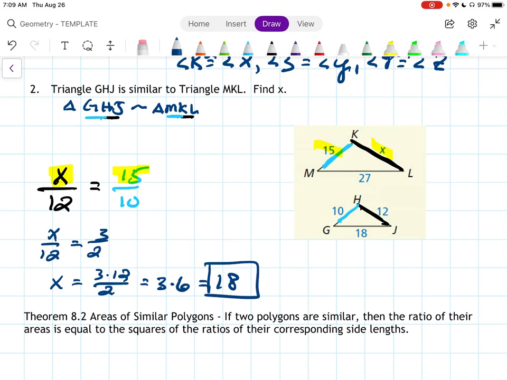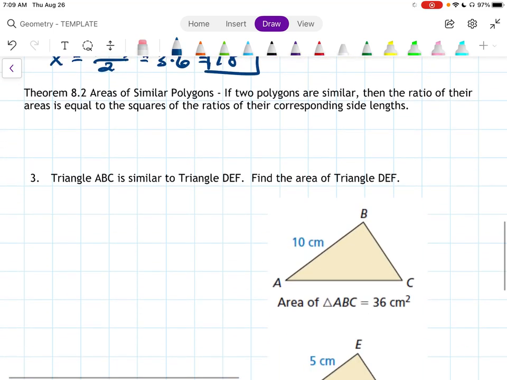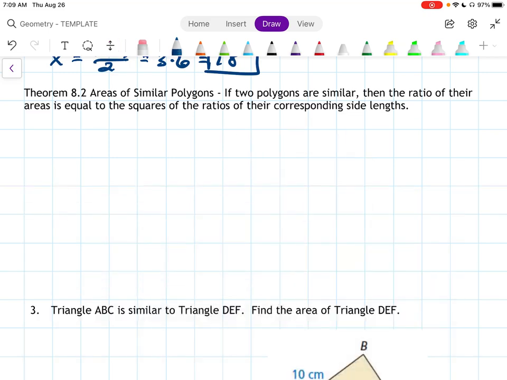All right. Next up, theorem 8.2, areas of similar polygons. If two polygons are similar, then the ratio of their areas is equal to the squares of the ratios of their corresponding side lengths. All right, so what does that actually mean? Whenever I do these, I always try to remember what kind of units I would use. So I'd have inches for length, inches squared for area, and this also works for volume. Inches cubed would be for volume.